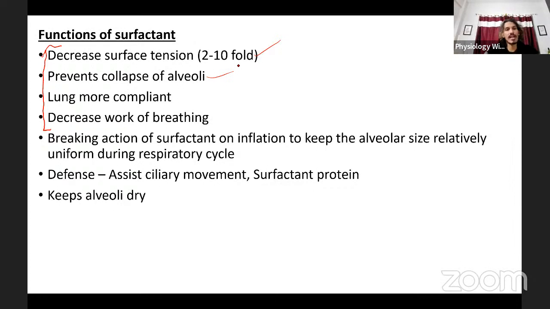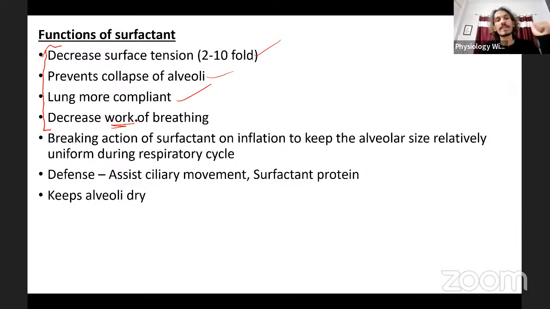Okay, so now that collapse of the alveoli will be prevented, and hence lungs become more compliant. When lungs are more compliant, we do not have to make so much extra change in the pressure to result in a volume increase. So the work that we give is also reduced. They're all related. So first, surface tension is reduced. It prevents the collapse of alveoli. Lung becomes more compliant, and the work of breathing decreases.